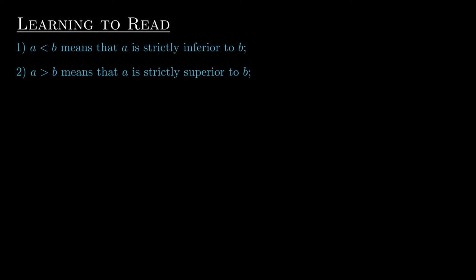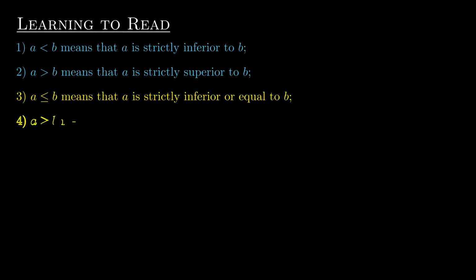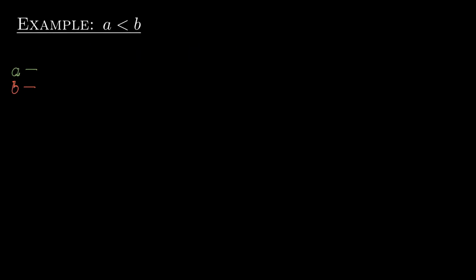Now let's look at the notation. Here you have different cases. You have strict inequality and regular inequality, which is the large sense of inequality. So here we have a strict inequality. A is smaller than B means that A is strictly inferior to B. A is greater than B means that A is strictly superior to B. So these are strict inequalities. A smaller or equal to B means that A is inferior or equal to B. This is a large sense inequality. And then you have A is greater or equal to B, meaning that A is superior or equal to B.